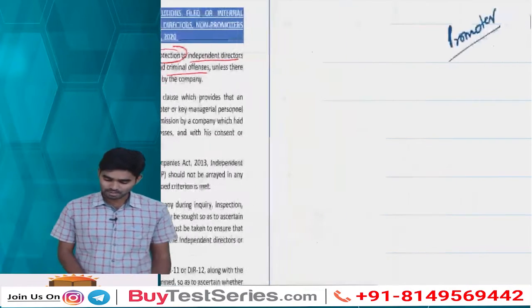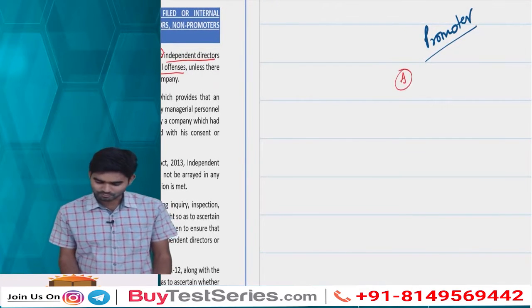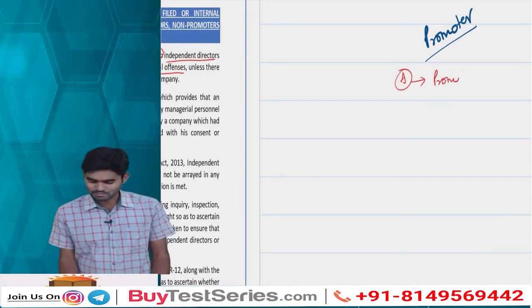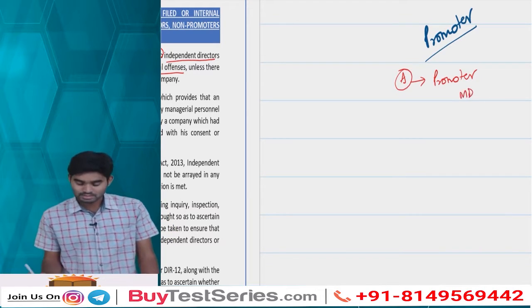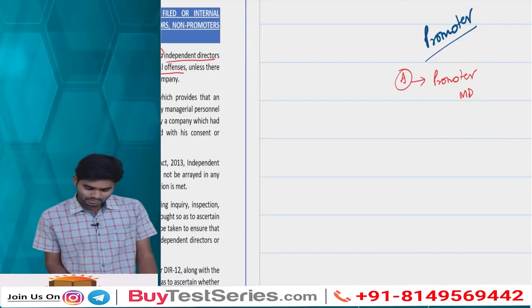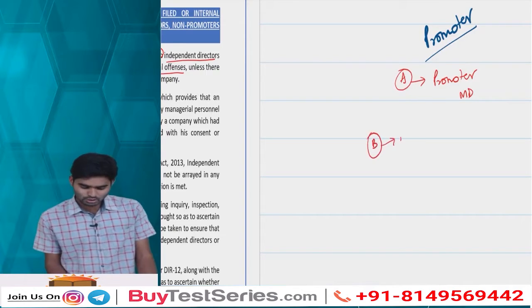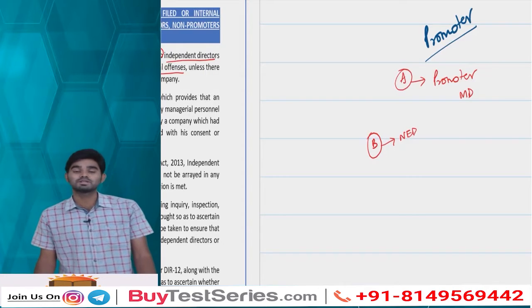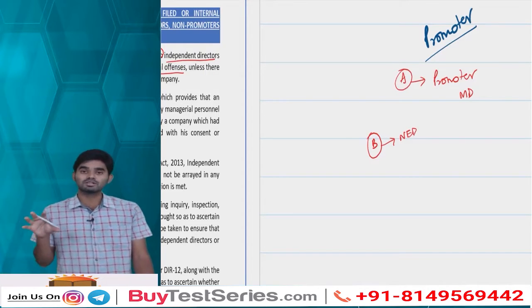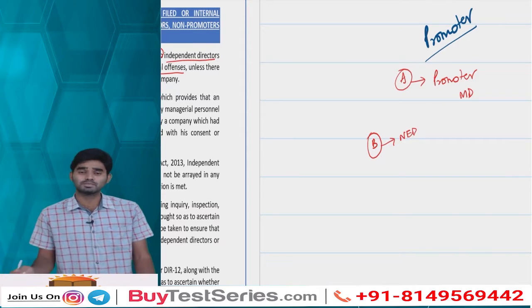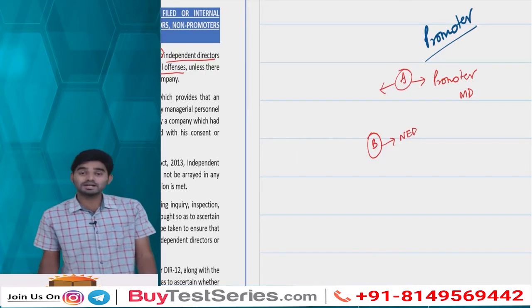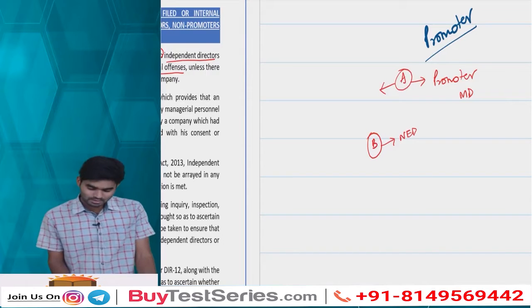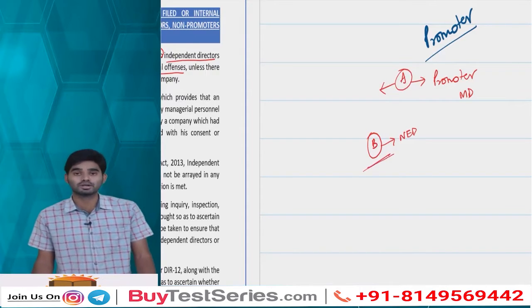I repeat, say for example, if I am a promoter of a company where I am the MD, and my brother Mr. B is a non-executive director on the board of that listed company or whatever the company. Now the company has made a default or some fraud. The question is whether Mr. B will be held liable for that or not.